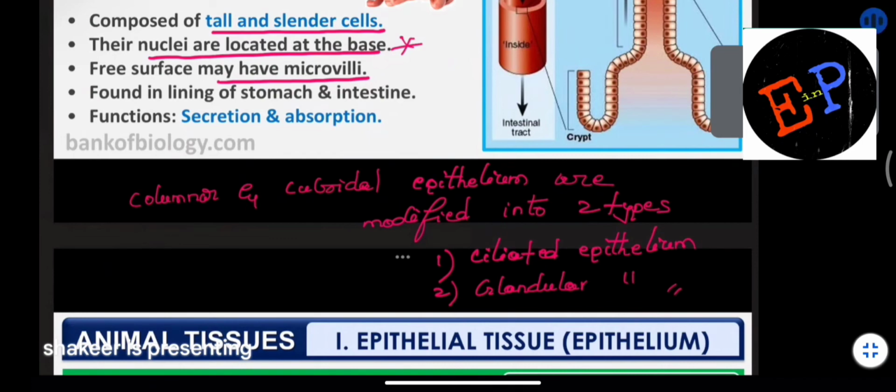Which of them are modified? One is columnar and the second one is cuboidal. They can be modified into two types: ciliated epithelium and glandular epithelium. What is meant by ciliated epithelium? When microvilli are present, then it is called ciliated. Cilia means small hair-like structures. So if microvilli are present, then they are called ciliated columnar or ciliated cuboidal.